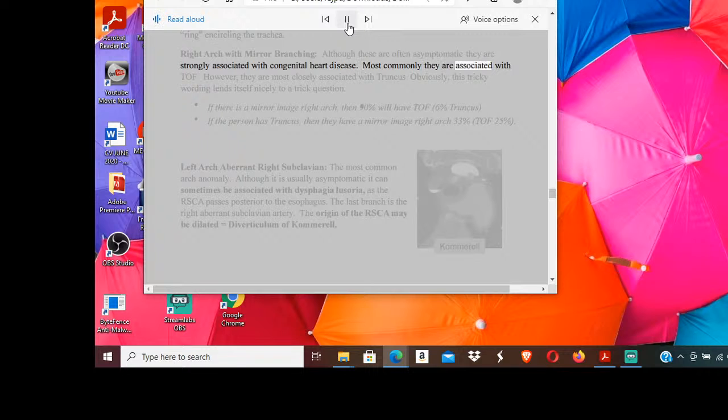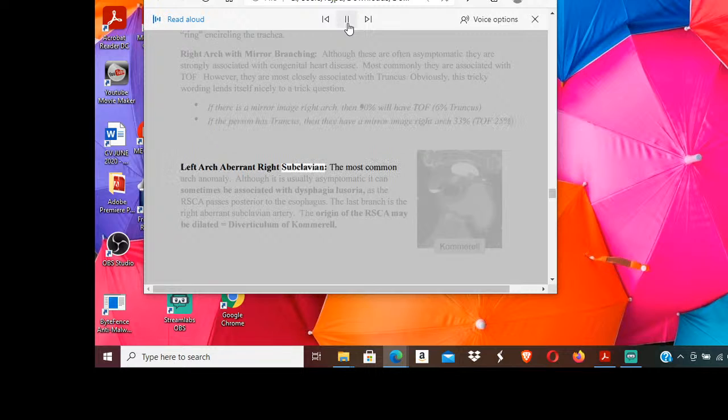Most commonly they are associated with TOF. However, they are most closely associated with truncus. Obviously, this tricky wording lends itself nicely to a trick question. If there is a mirror image right arch, then 90% will have TOF, 6% truncus. If the person has truncus, then they have a mirror image right arch 33%, 25%.